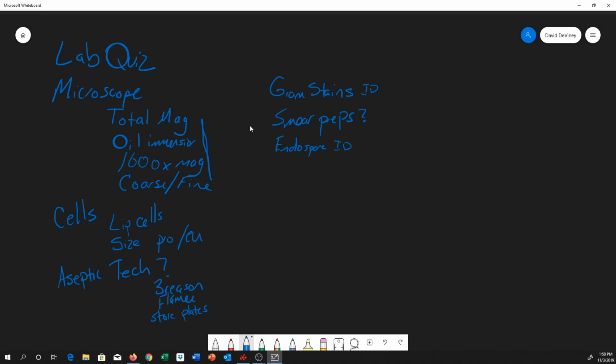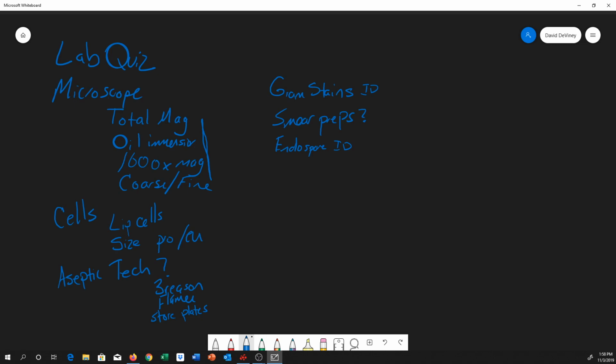So maybe also with the endospore, why is it that we had to use heat to do the endospore stain? Remember, that's the one where we put the slides over top of the steam, and that's the only way it would work. So why is it that we had to do that for endospore stains?